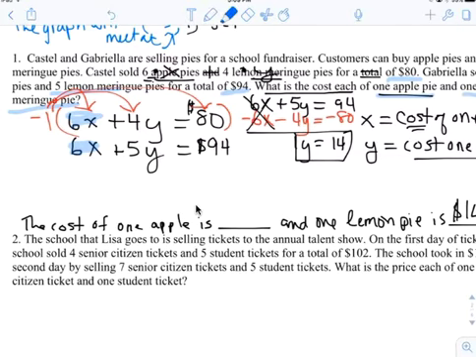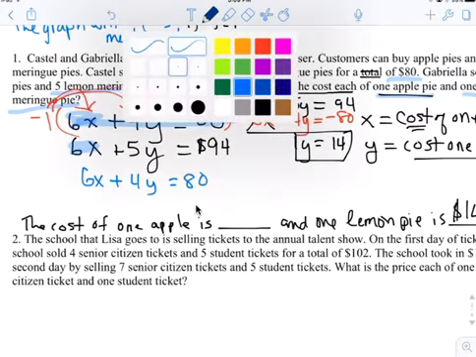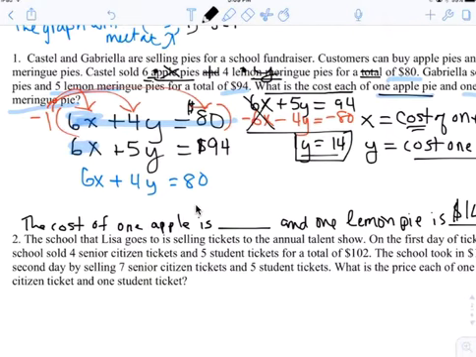X, I'm going to use this equation here. Just 80 looks easier than 94. That's all. It doesn't really matter. So I use 6x plus 4y equals 80. I'm going to substitute y for 14. So put 14 there. 6x plus 56 equals 80.